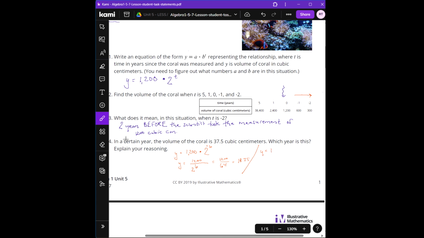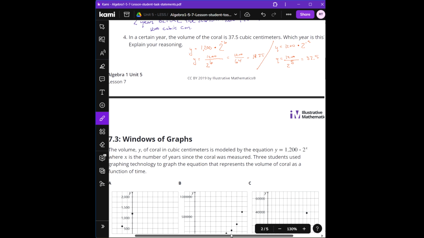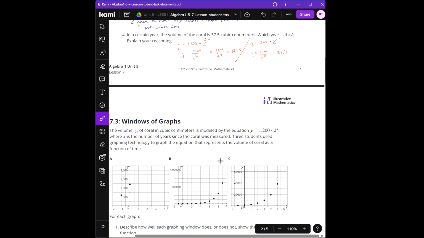So this is y equals 1200 times 2 to the negative 5. Okay, so remember, this is going to be y equals 1200 over 2 to the 5th. Okay, and so this is going to give us our 37.5. Okay, so we are going back 5 years, when t is negative 5. Okay, let's look at the next one.